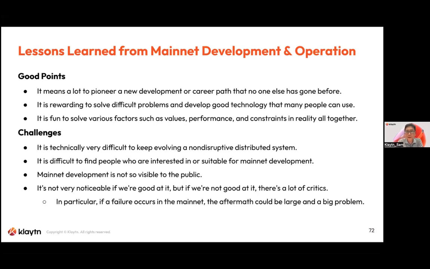But there are also challenges. The mainnet is typically a non-disruptive distributed system, and keeping this system evolving and alive is really difficult. There are also practical difficulties in finding people or developers who are interested in or suitable for this kind of mainnet development. And lastly, mainnet development is not that visible to the public. If everything is going smoothly, no one acknowledges that effort, but if something wrong happens, then there are a lot of critics and a lot of news and so on. So it's also very challenging, and it's a very difficult one.